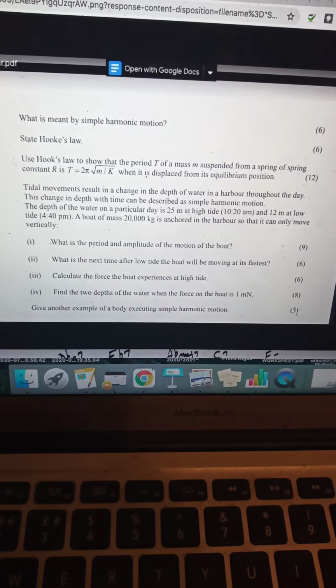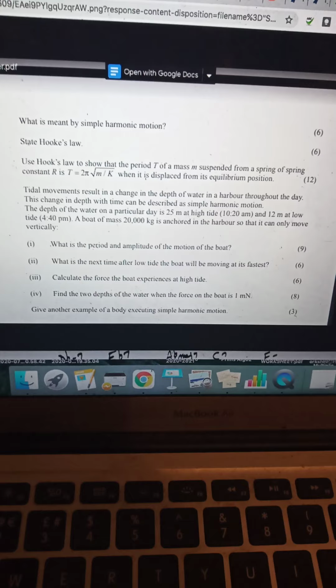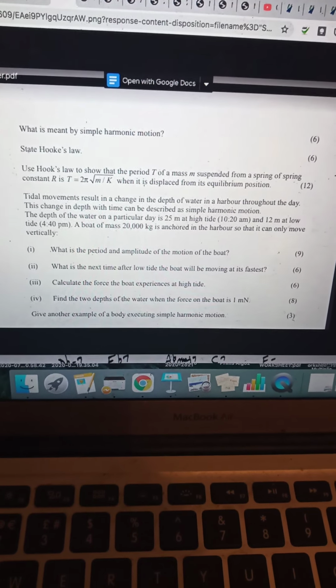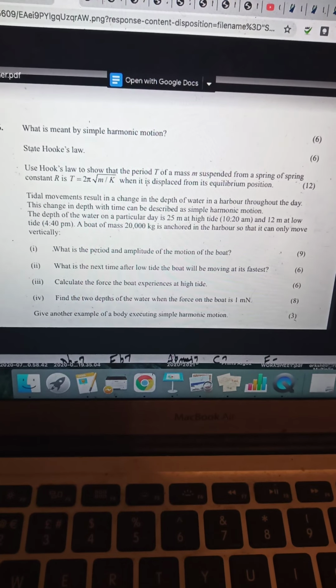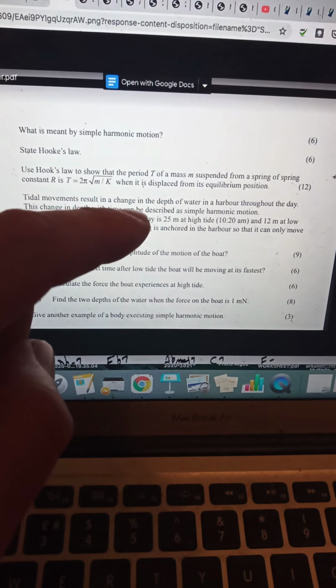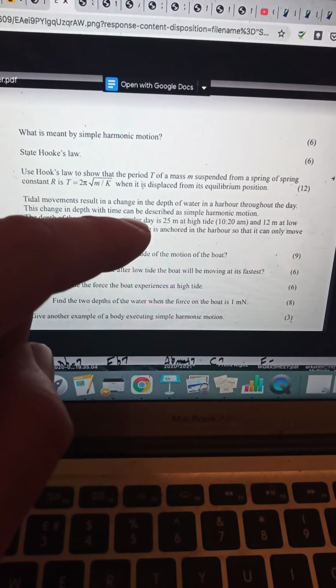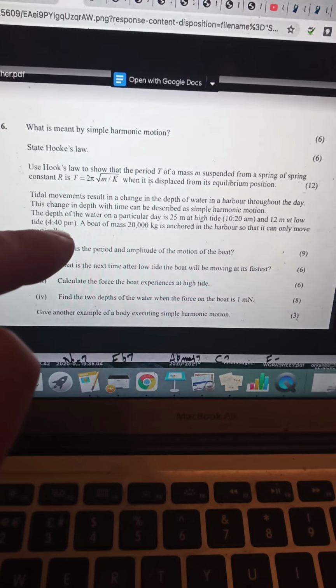And then we have a question on tidal movements. So a tidal movement results in the change of depth of water in a harbour during the day. This depth changes as time goes by and can be described with simple harmonic motion. The depth of the water is 25 meters above the ground level underneath the sea at high tide, and it's only 12 meters at low tide.